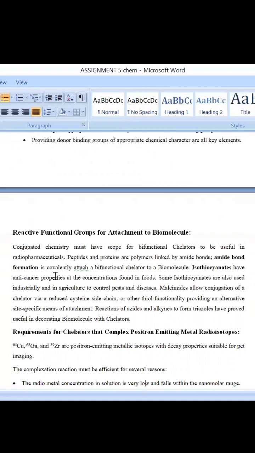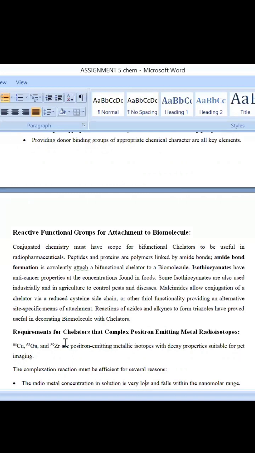Isothiocyanates have anti-cancer properties at the concentrations found in foods. Some isothiocyanates are also used industrially and in agriculture to control pests and disease. Maleimides allow conjugation of a chelator via a reduced cysteine side chain or other thiol functionality, providing an alternative site-specific means of attachment. Reactions of azides and alkynes to form triazoles have proved useful in decorating biomolecules with chelators.